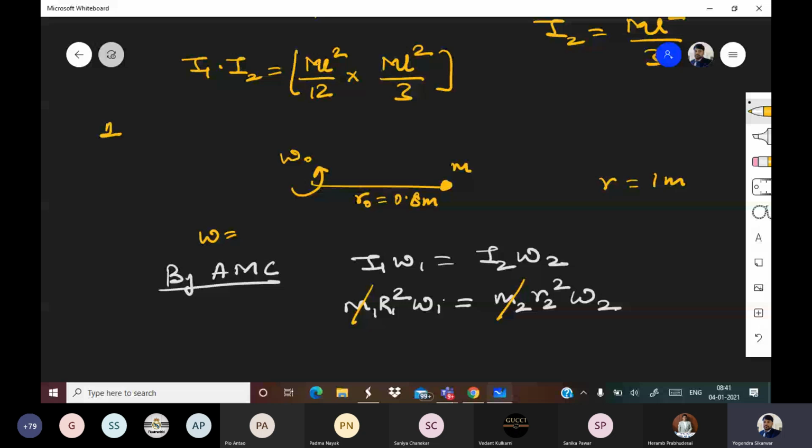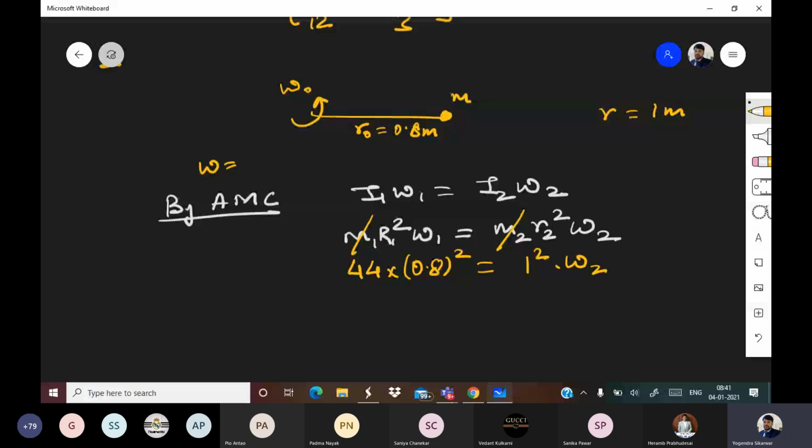So omega 1 is how much? 44, into R1 which is 0.8 square, and that should be equal to R2, which is 1 square into omega 2. So how much is the value of 44 into 0.64? 44 into 0.64 comes out to be 28.16. So this question was actually based on angular momentum conservation. Understood?